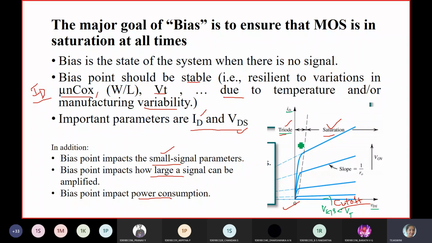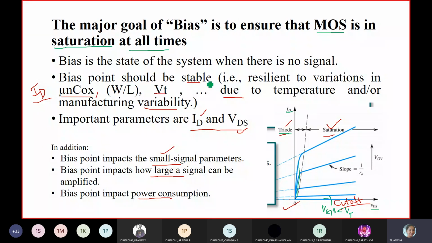And this is a triode region or a linear region. You can observe the linear portion here. This is linear. And then saturation. Once it reaches the constant value, further if you increase the VGS or VDS, it reaches a saturation value, a constant value. So that is the saturation region. This region is used for amplification. Now, the major goal of bias is to ensure that the MOSFET is in the saturation region at all times.